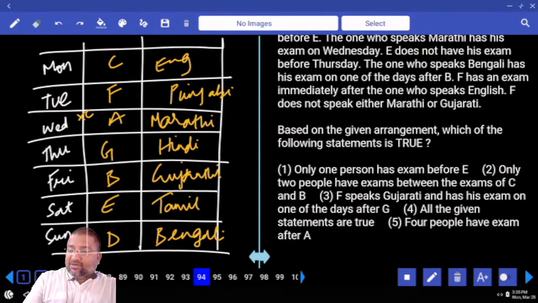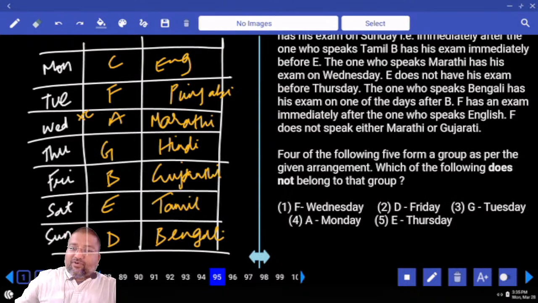Four of the following five are alike in a certain way. F and Wednesday: immediately before Wednesday is F. D, Friday: gap of 1 day. G and Tuesday: gap of 1 day. A, Monday: gap of 1 day. E and Thursday: gap of 1 day. Whereas in the first option, there is no gap between F and Wednesday. Both are on adjacent days.